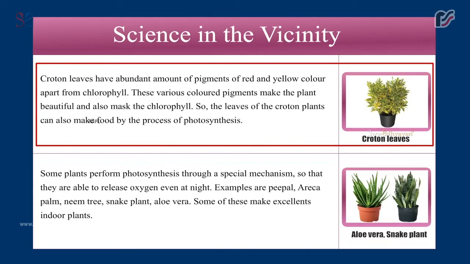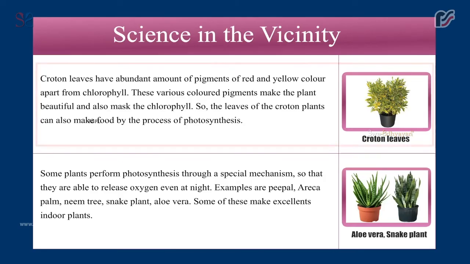Croton leaves have an abundant amount of pigments of red and yellow color apart from chlorophyll. These various colored pigments make the plant beautiful and also mask the chlorophyll. So, the leaves of the croton plants can also make food by the process of photosynthesis.